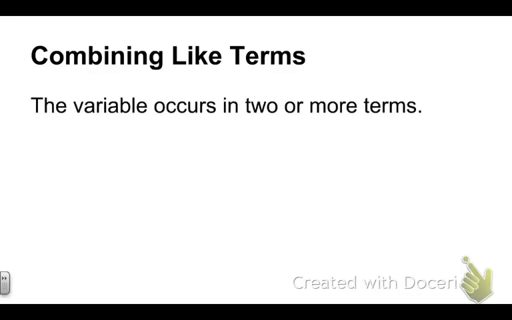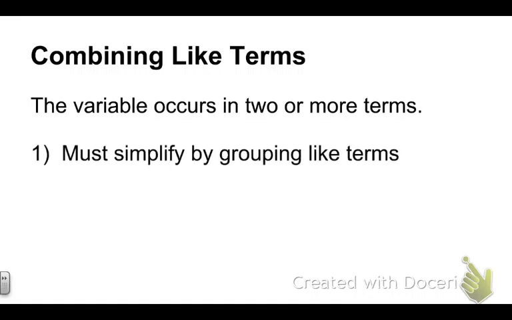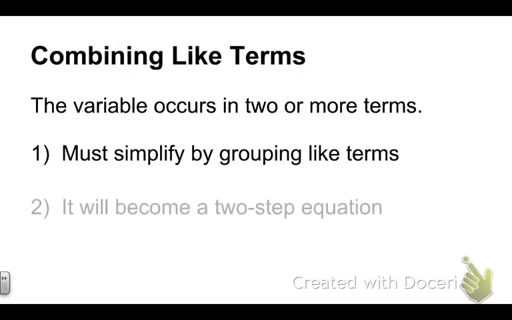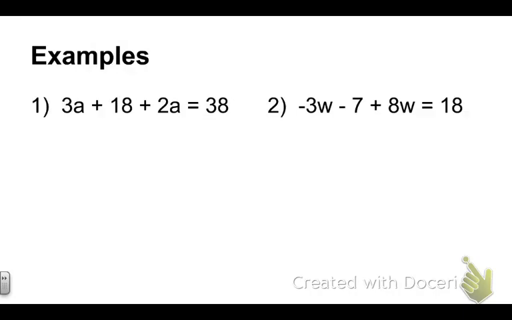So here's the deal. Combining like terms, the variable occurs in 2 or more terms. You know this. So when it's in an equation, you must simplify by grouping those like terms. And then guess what? Once you do that, bam, it's a 2-step equation. So let's look at these examples. You've got this. This is child's play.